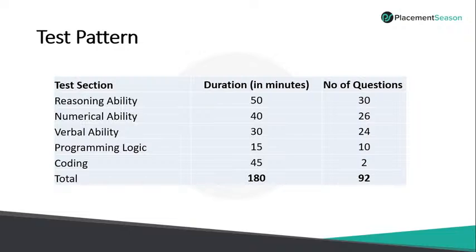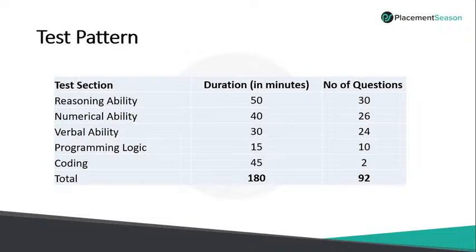In the reasoning ability section, you have to answer 30 questions in 50 minutes. In numerical ability, you need to answer 26 questions in 40 minutes. And verbal ability, 24 in 30. Similarly, in programming, 10 questions in 15 minutes. And in coding, you will have two different questions. For the first question, you will get 15 minutes, and for the second question, you can take 30 minutes.